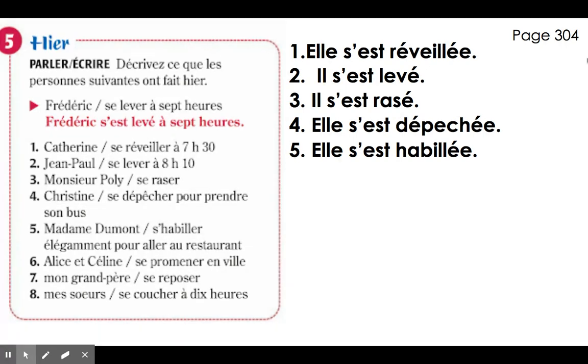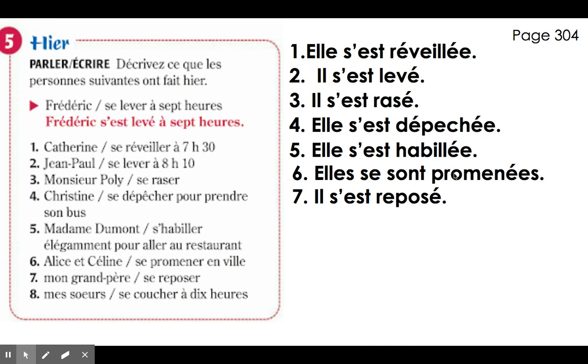Okay, I'd like you to do 6, 7, and 8 on your own. Please press pause to do them because I'm going to give you the answers in about 5 seconds. Numéro 6, elles se sont promenées. Right? Elles, se is the reflexive. Sont, helping verb. Promener, past participle with an E and an S on the end. Numéro 7, il s'est reposé. Se, reflexive pronoun. A, helping verb. Reposer, past participle of reposer.